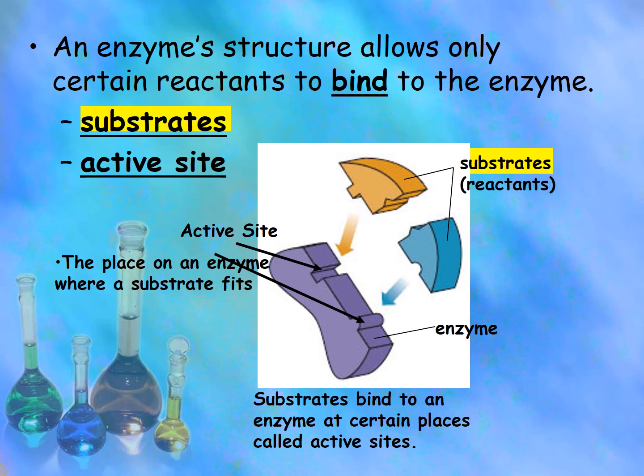An enzyme structure allows only certain reactants to bind to the enzyme. These are called substrates. The specific thing that an enzyme works on is called a substrate. And they kind of fit together, enzymes with substrates, like a puzzle. And the place where the substrate fits into an enzyme is called the active site. And this diagram is showing you the big giant purple thing is the enzyme. It has a very specific shape. And then you can see the blue and the orange puzzle pieces. Those are the reactants, or the substrate, and they fit in certain places on the enzyme. And that's the active site.